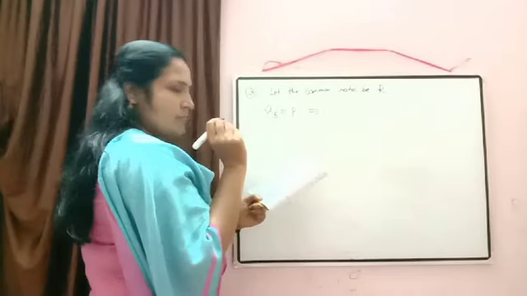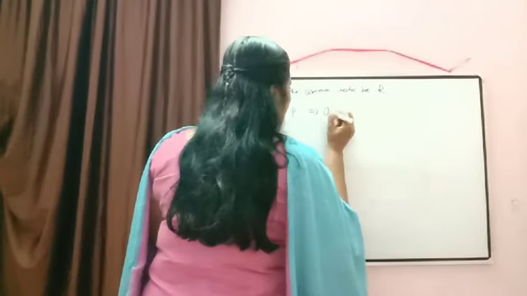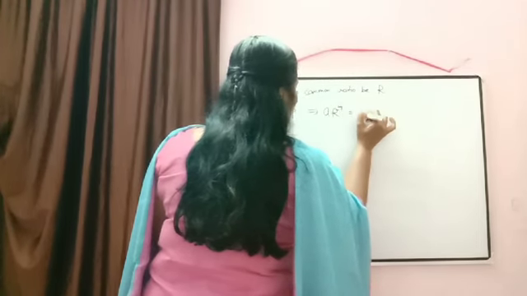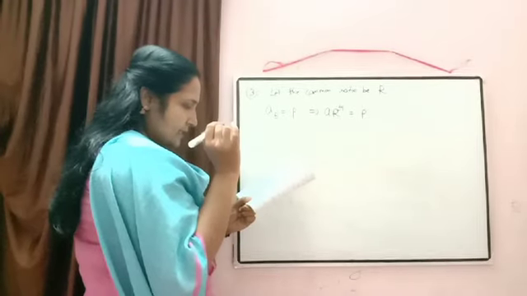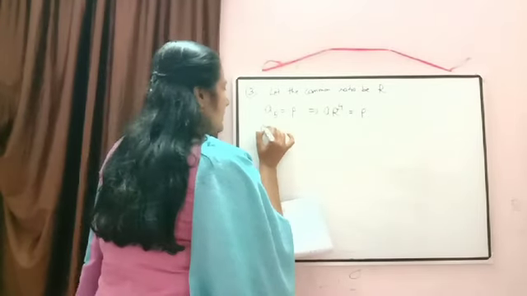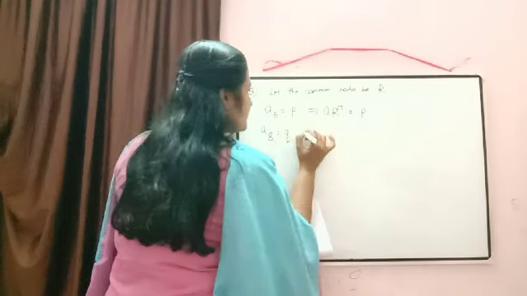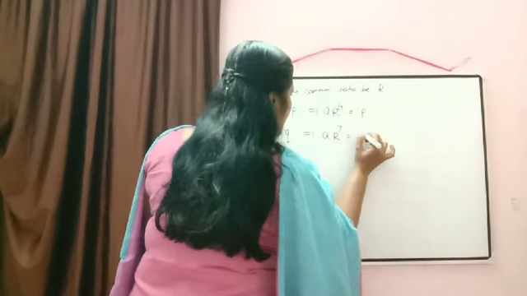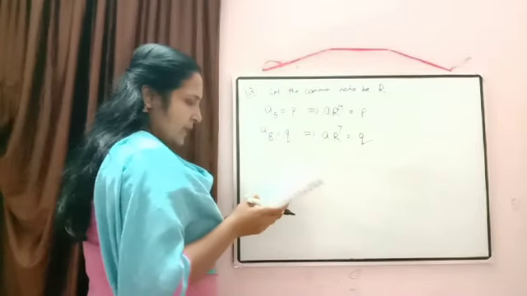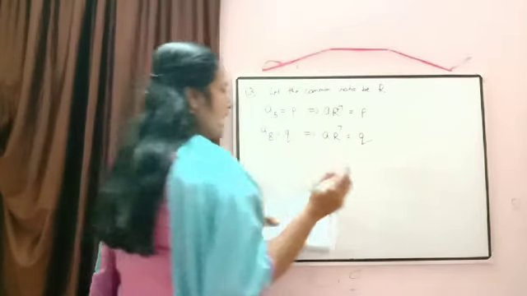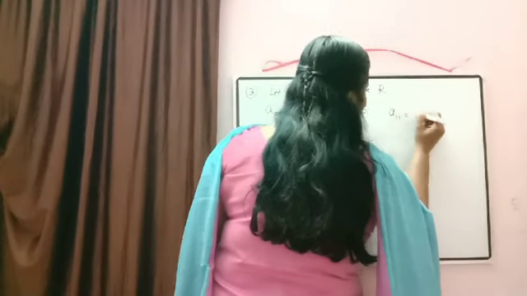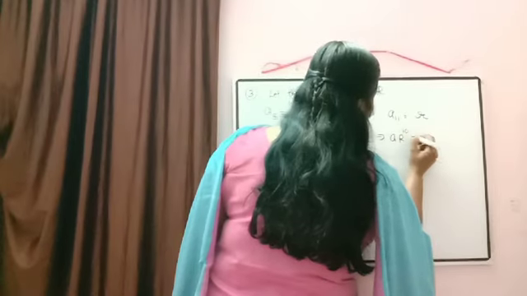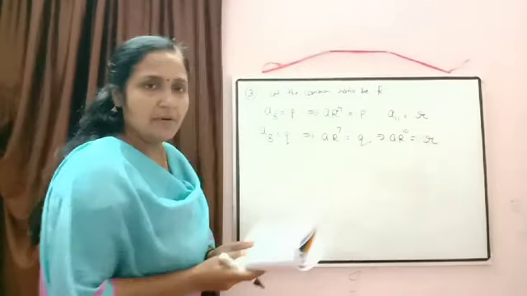Now here it is written, fifth term is equal to P, means A5 is equal to P. According to the formula, what will be A5? Yes, A5 will be equal to A into R raised to 4 is equal to P. Then eighth term is equal to Q, A8 is equal to Q. So according to the formula, A8 will be equal to A into R raised to 7 is equal to Q. Then 11th term is R, A11 is equal to R. So according to the formula, it will be equal to A into R raised to 10 is equal to R.